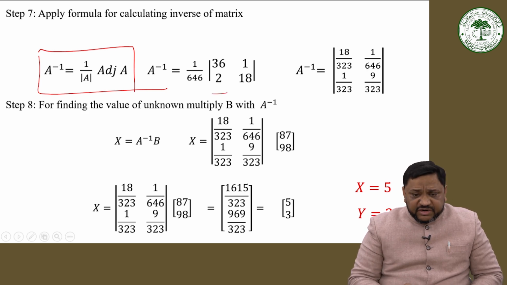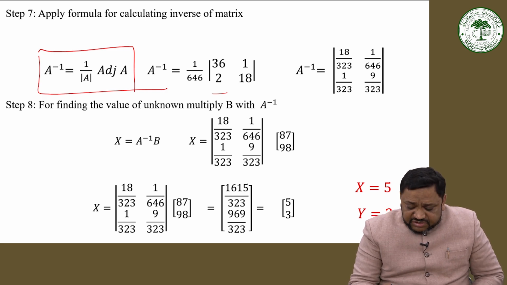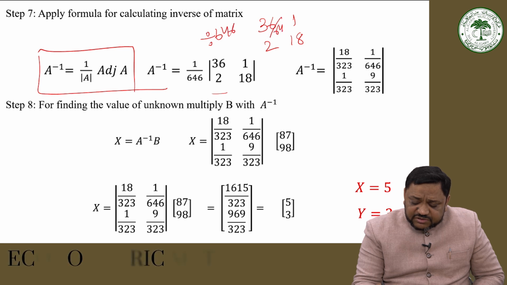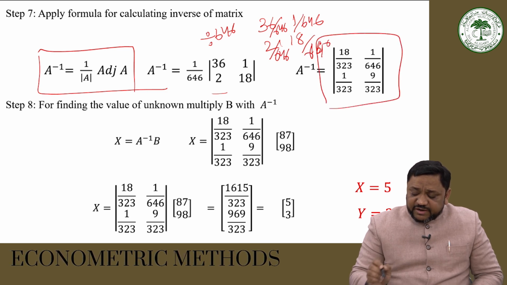Matrix division is simple. We have this matrix with 36, and I want to divide it all by 646. So what we do is divide each term by 646. So this is what we get.